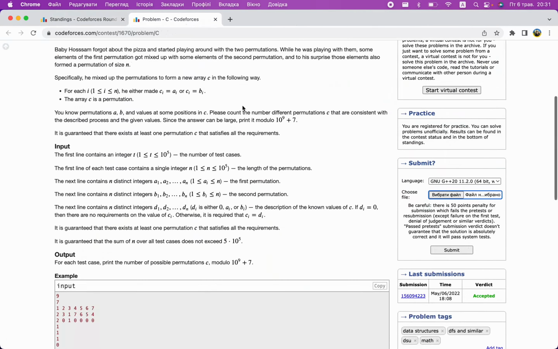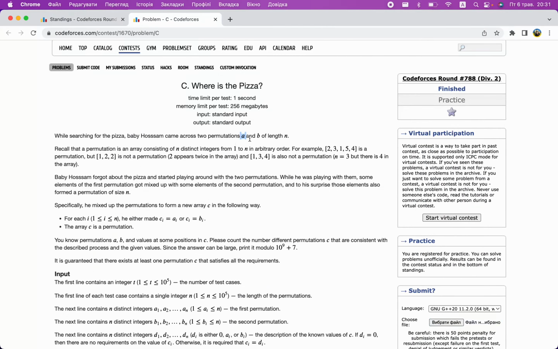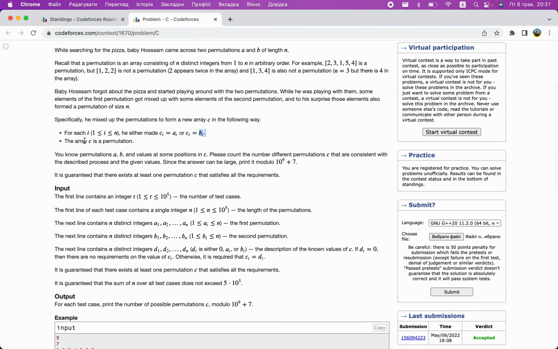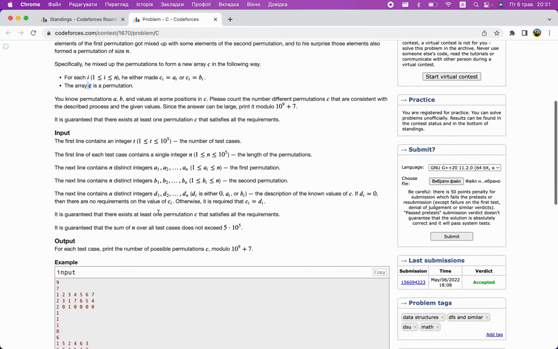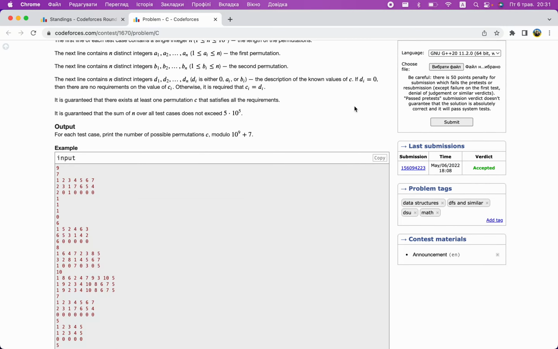In problem C, we had two permutations. We wanted to construct a new permutation from them by maintaining indexing, but for each index i, either taking A_i or B_i. We were given partial information about permutation C, like we know some elements and some elements are 0. We wanted to count the number of potential permutations C.